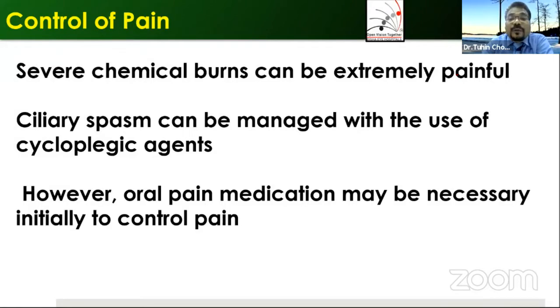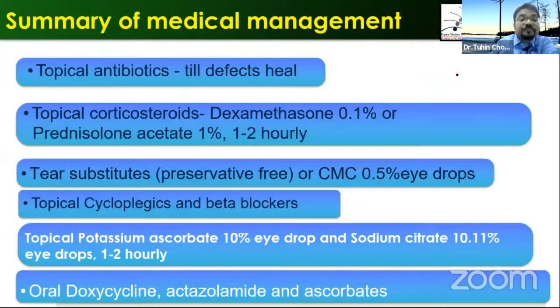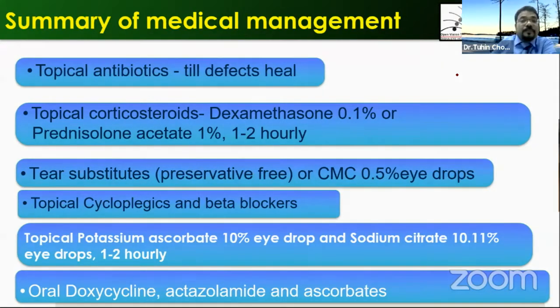To control pain, we use painkiller tablets, and because of ciliary spasm, we can use cycloplegic drops. To summarize: topical antibiotics, topical corticosteroids such as dexamethasone 0.1% or prednisolone 1%, 1 to 2 hourly. Tear substitutes that are preservative-free, or CMC 0.5% eye drops. Topical cycloplegics and beta blockers can be used. Topical potassium ascorbate 10% eye drops and sodium citrate 10%, 1 to 2 hourly. Oral doxycycline, acetazolamide and ascorbate should be given also.